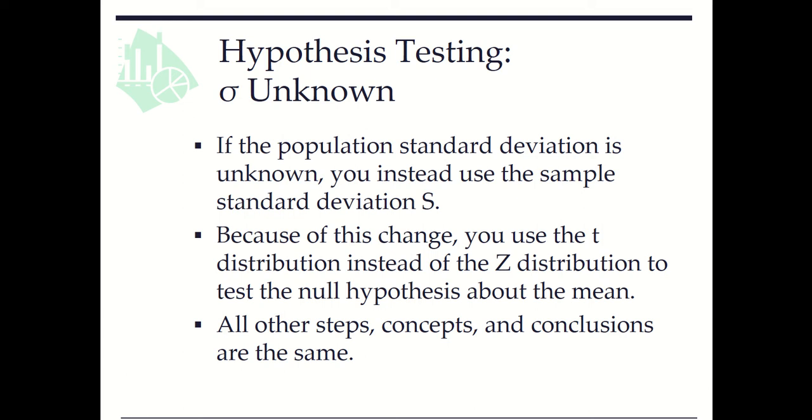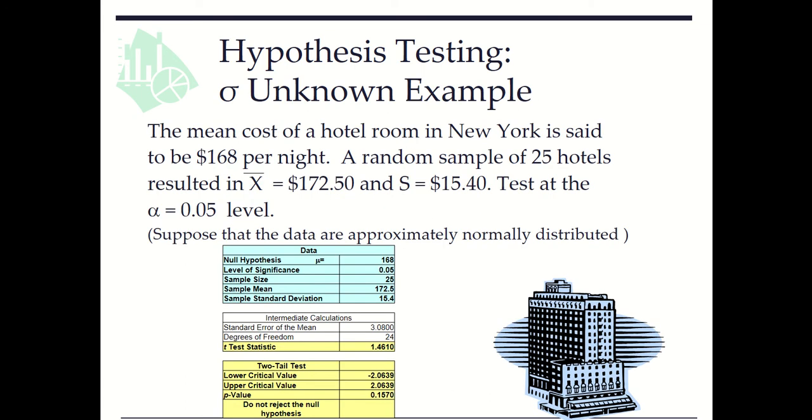Because of this change, we use the t distribution instead of the z distribution to test the null hypothesis about the mean. The same idea as for the case with confidence interval estimate for population mean with sigma unknown. All other steps, concepts, and conclusions are the same as for the case with sigma known. So we see an example.